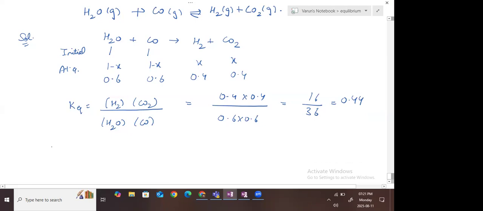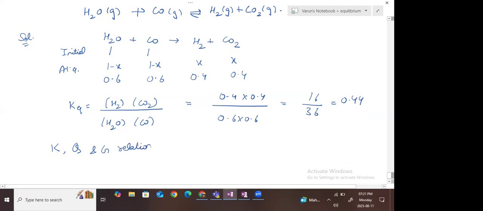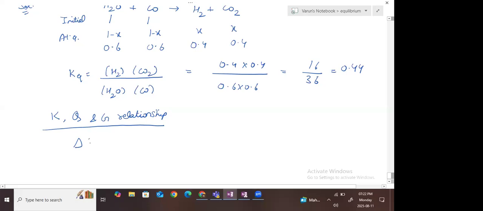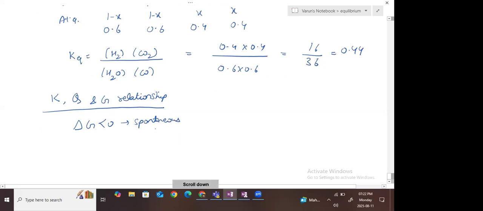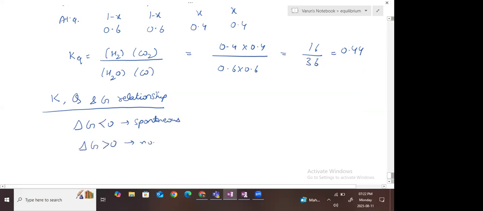Now we have a constant that is K. Other constant is Q that we call the reaction quotient, on the basis of which we say that our reaction will proceed to the forward reaction or to the backward reaction, right? And we have G, that is Gibbs free energy, that tells us about the spontaneity of a reaction. So all the three have a relation. We know that when delta G is negative, my reaction is spontaneous, correct? When my delta G is positive, it means my reaction is non-spontaneous.